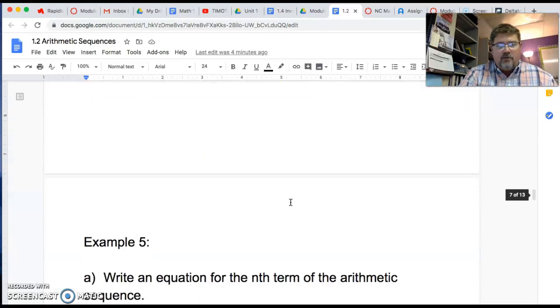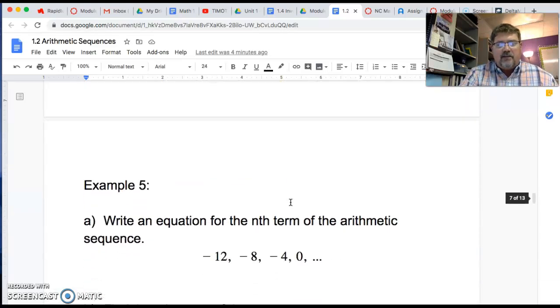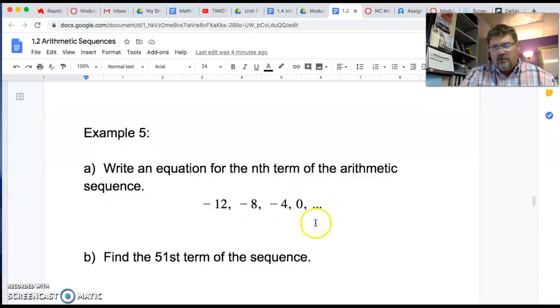All right, so let's go down here to example 5, and we'll work this out. And I'll update these notes after the video. Okay, example 5 says, write an equation for the nth term of the arithmetic sequence. Okay, an equation for the nth term, or you can call it an nth term formula, they're the same thing. So what they want here is a formula. And let's go to work on this and see what we can come up with. So we got negative 12, negative 8, negative 4, and 0. And let's go to the scratch pad to do this one.